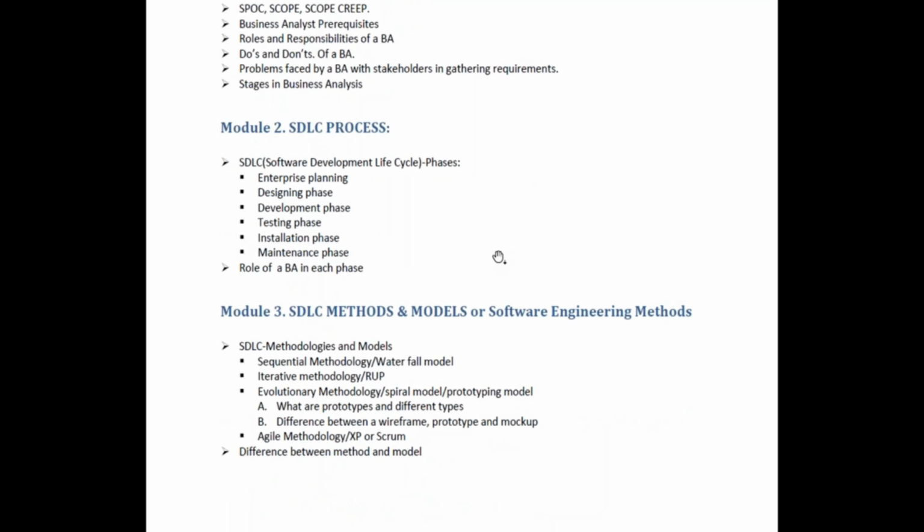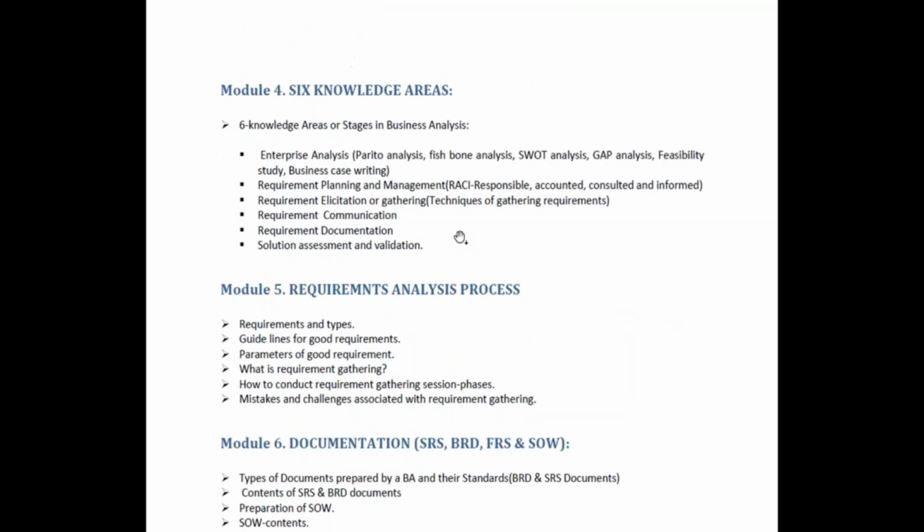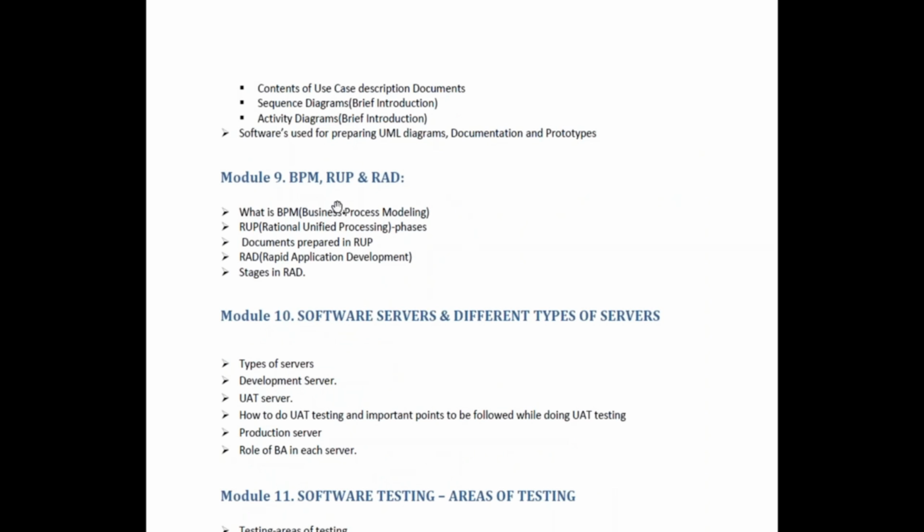You can explain everything whatever you can, but the most important thing is module 2, the whole thing. If I want to say what is going to help you in real time, it is modules 2, 3, 4, 5, 6 and 8. After that 9, 10, and 11. Module number 7 is not required, that is BPM, RUP and RAD. It is an advanced topic which I am covering.